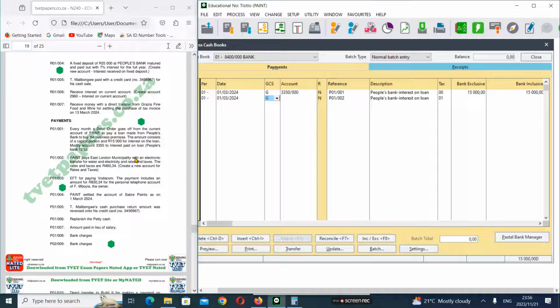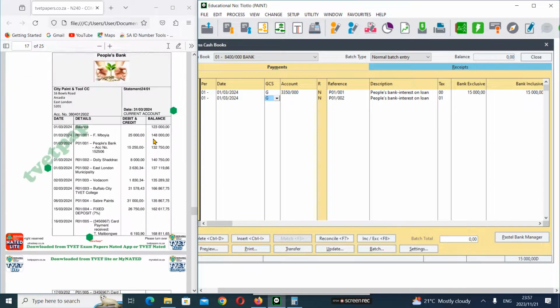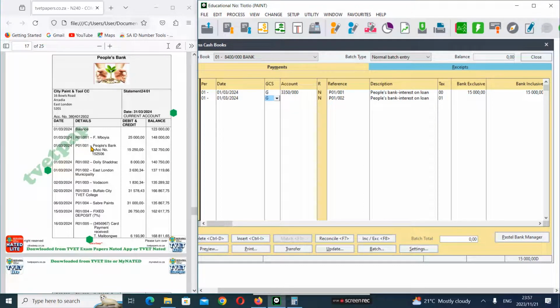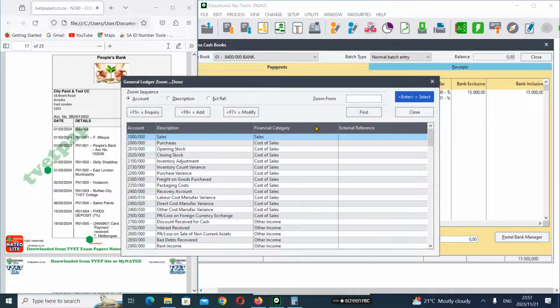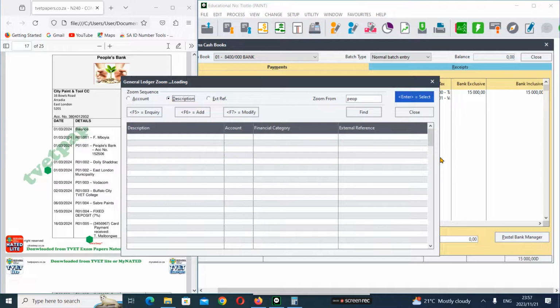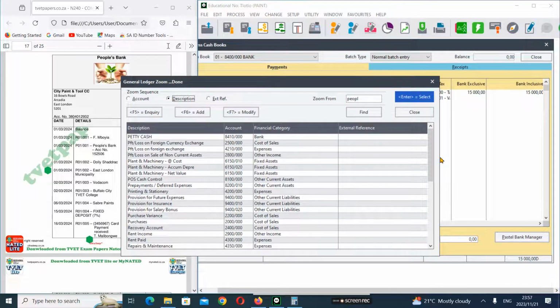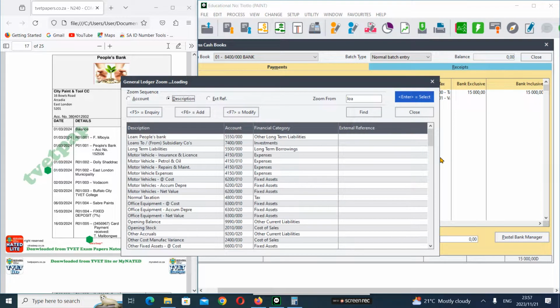Next, we need to focus. As we can see, we only focused on that 15,000, and the amount consists of a capital portion, so we need to deal with that capital portion. As you can see here on P001, we paid an amount of 15,250. So the 250 is the capital portion that we're paying for that loan that People's Bank gave us. So we are looking for the people loan.